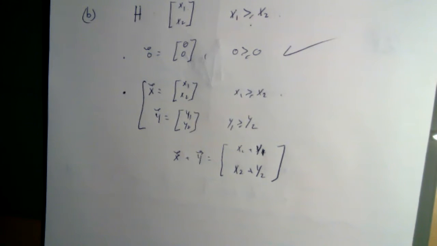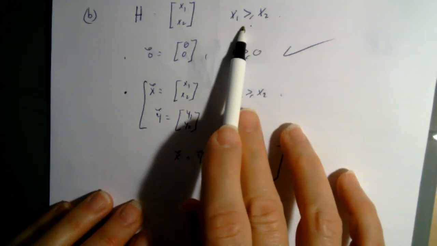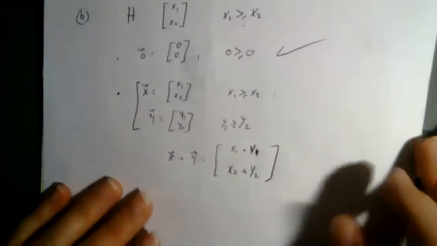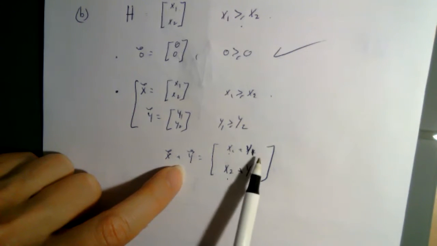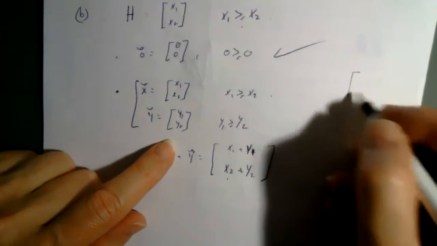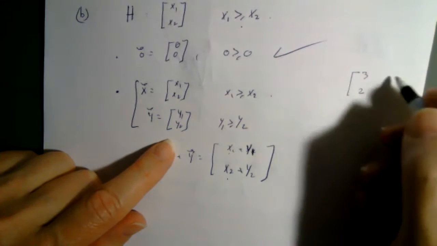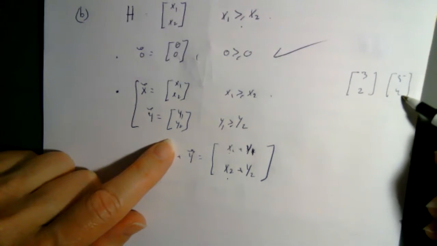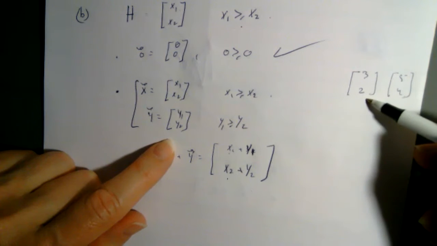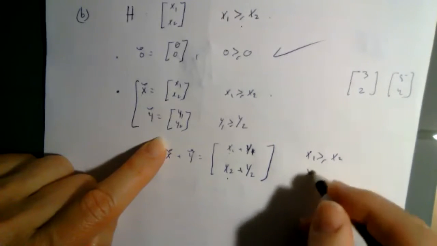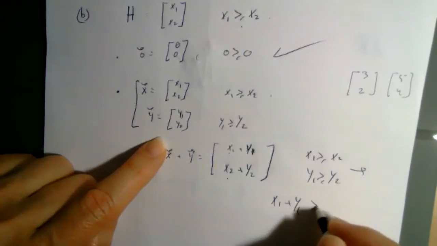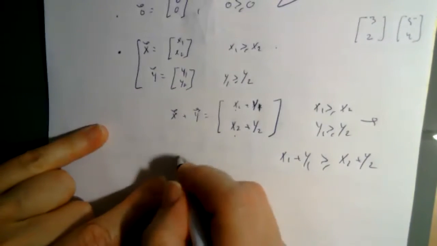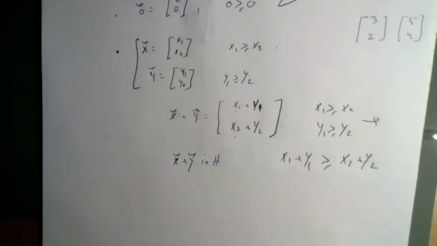All right. Is this in H? Yes or no? Please the chat. It means, do the components of this new vector satisfy the properties that vectors in H have to have? Yes, because x1 is larger than x2, and y1 is larger than y2. The vectors I'm starting with are something like 3, 2, x1 larger, and the other one like 5, 4. When I'm adding them, 3 plus 5 will have to be bigger than 2 plus 4. That's the picture. So x1 plus y1 is larger than x2 plus y2. So x plus y is in H. So closed under vector addition.